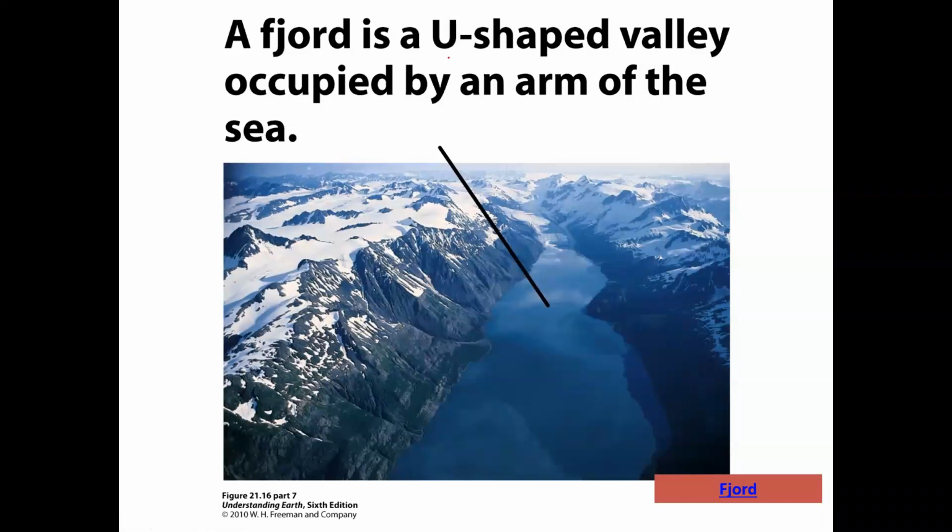Fjords are a special type of U-shaped valley that have been occupied by an arm of the sea. That is to say that sea level has risen and filled these U-shaped valleys. Still a steep side, flat bottom, steep side, but because sea level has risen and filled this area, we call it a fjord. You see lots of these in coastal areas in places like Norway and Sweden, but you can also see them in Scotland and Ireland and in places in Canada as well.